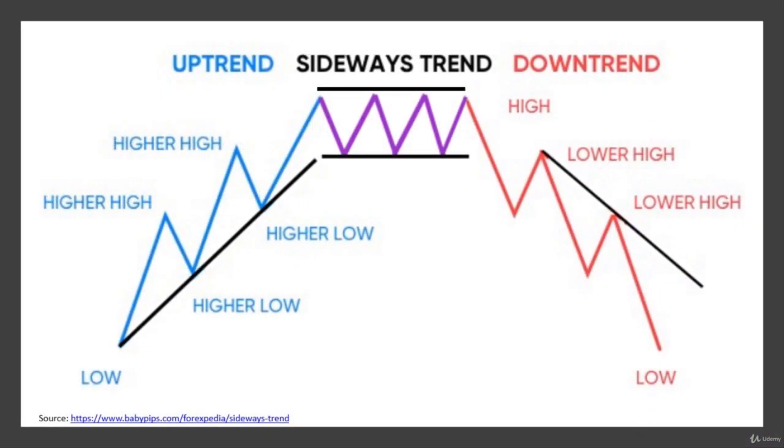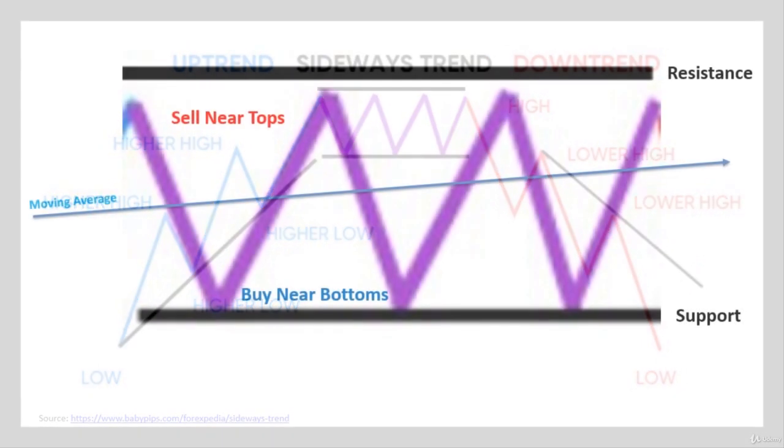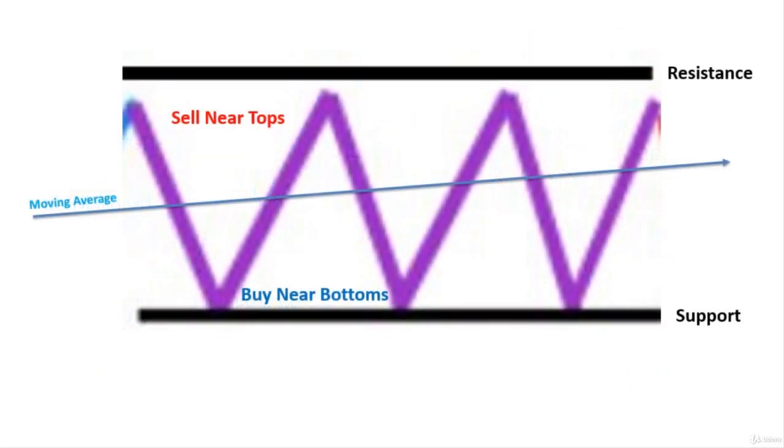If we look at this image here, you can see a definite uptrend in the blue and a definite downtrend on the right. And then we see the sideways trend in the middle where it kind of is bordered between the top and the bottom. And then, using things like our chart analysis, we can identify that it's a channel and we can sell near the tops of this channel, for example, or we could buy near the bottoms of the channel.